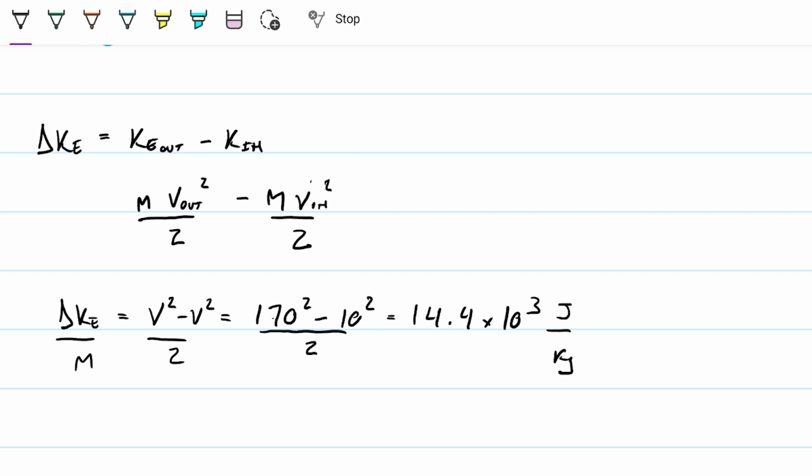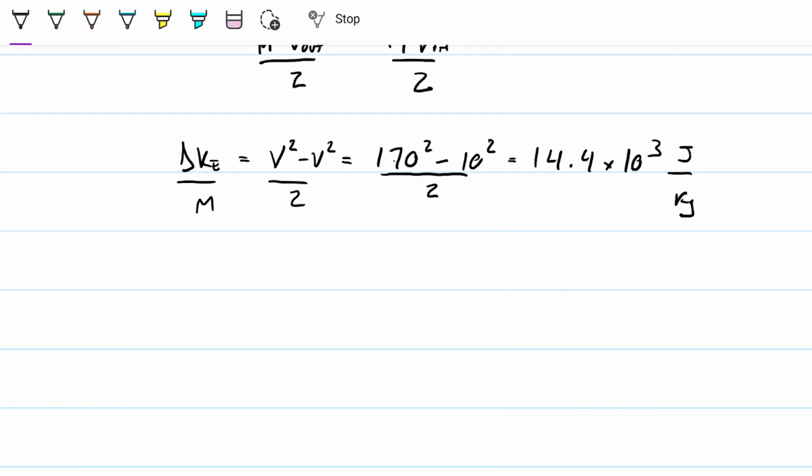Okay, so you can think about the unit, we're doing meters squared divided by seconds squared. It's the same thing as acceleration times distance. Acceleration is the same thing as a Newton per kilogram, and a Newton times meter is a joule, so that's joules per kilogram.